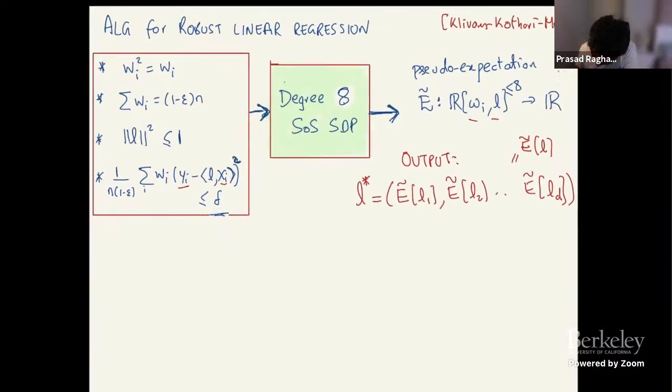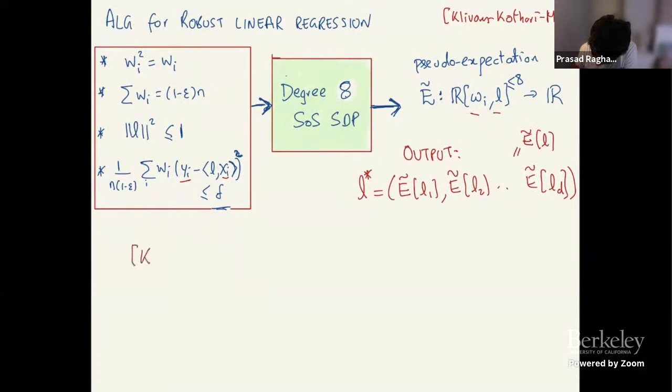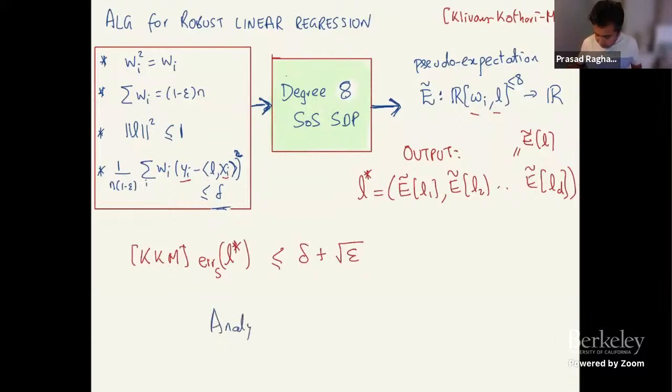Kothari, Steinhardt, and Meka show that for this algorithm, the L star's error on the good set is at most like the original error that we had, delta, plus a square root of epsilon. Okay, now let's see. We've used it. Now I want to see how we analyze the sum of squares SDPs. That's our goal next.